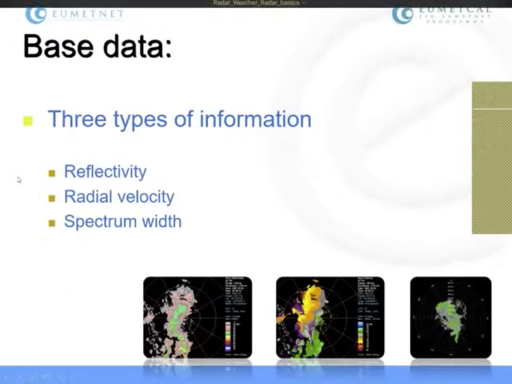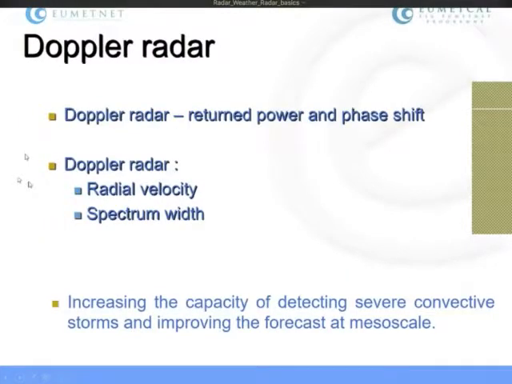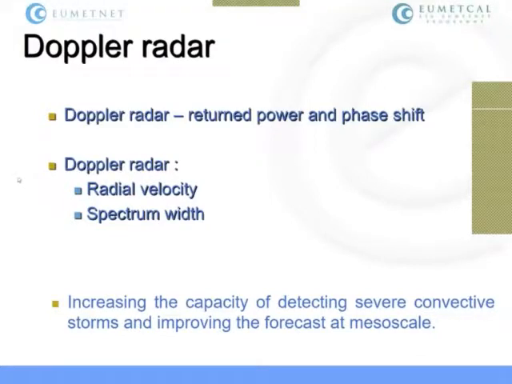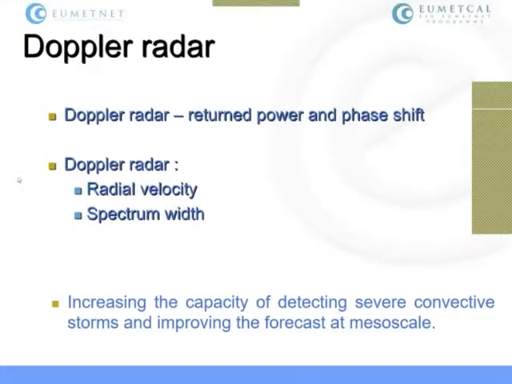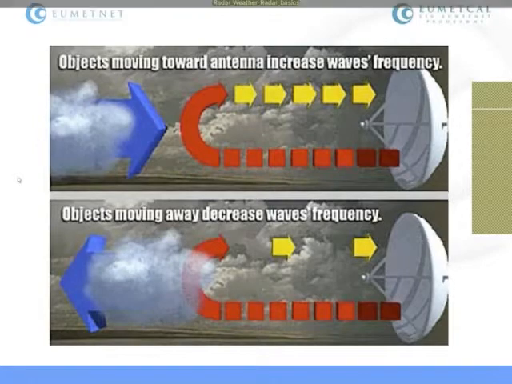So, talking about the radial velocity, you can have information on how the severe convective storms or the storms are organized, because you can have information on the rotation inside storms. You can have information on how they are moving, what their trajectory is, and so on. So the Doppler radar uses the Doppler effect, which means that it measures the return power and also the phase shift between two consecutive pulses.